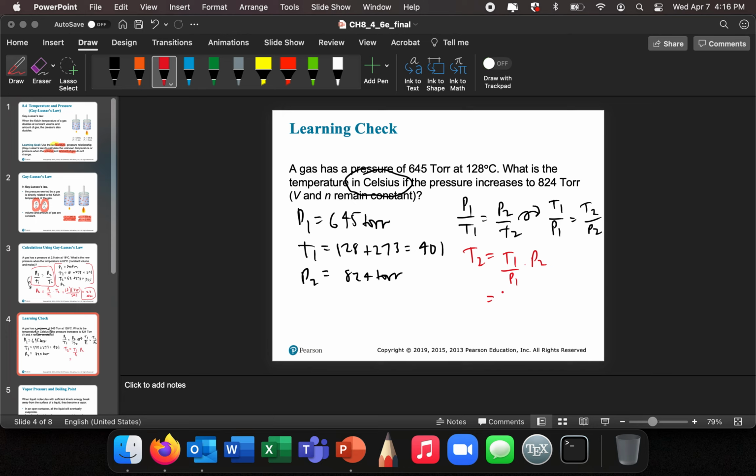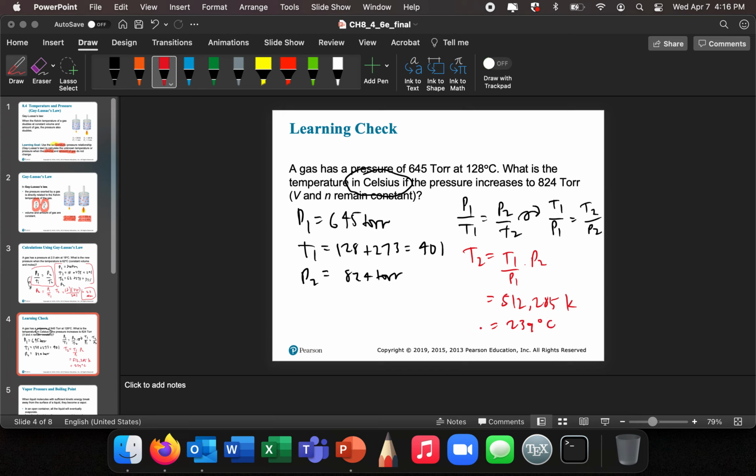So T1 is 401 times P2, which is 824, divided by P1, which is 645. And I get 512.285. That's kelvins. And I'll subtract 273 from that, and I get 239.